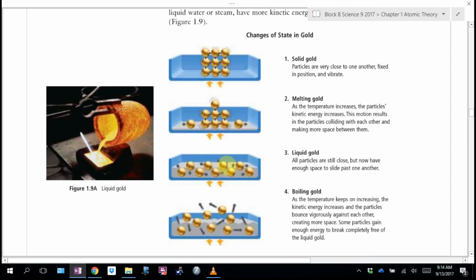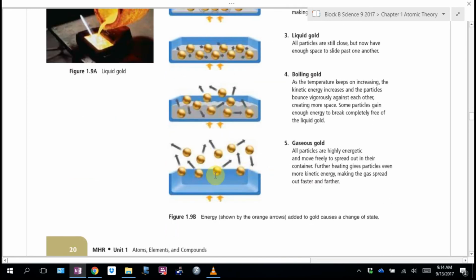Adding more heat, now we have liquid gold, and you can see now it's filling the shape of the bottom of the container. And you can actually boil gold and turn gold into a gas. Takes a fair bit of heat, but you can. It doesn't happen very often because, you know, you don't want to lose the gold.